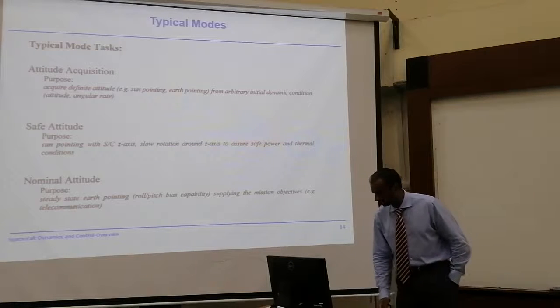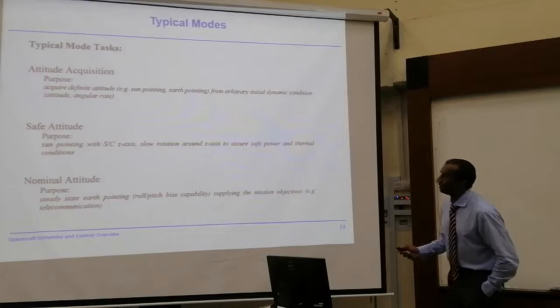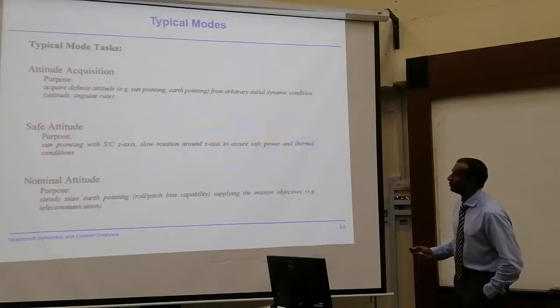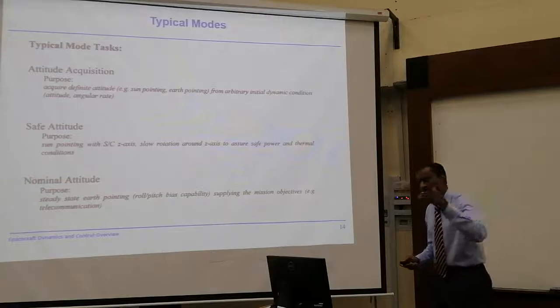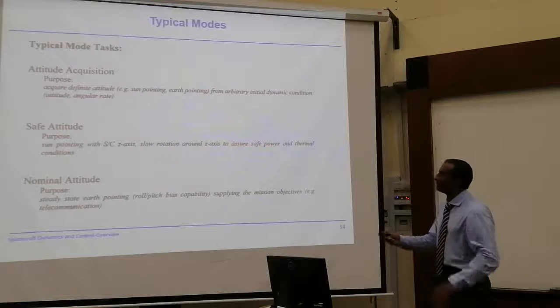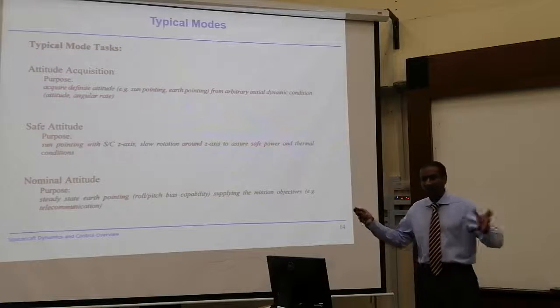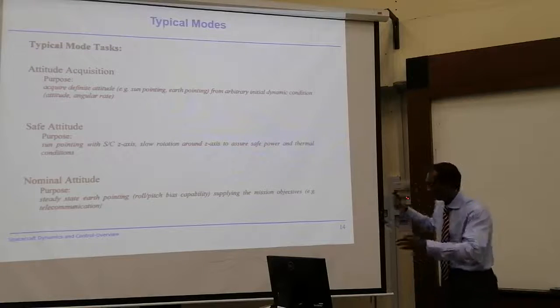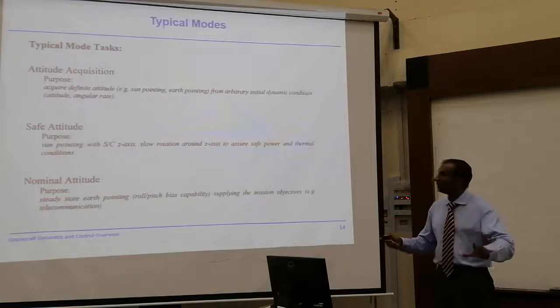Typical tasks or modes: attitude acquisition. After the launcher launches the satellite, first you want to do active acquisition. So you do earth pointing, sun pointing, you want to know where you are. Earth is here. Sun is at the back. So this is what you do first, so you know where you are.